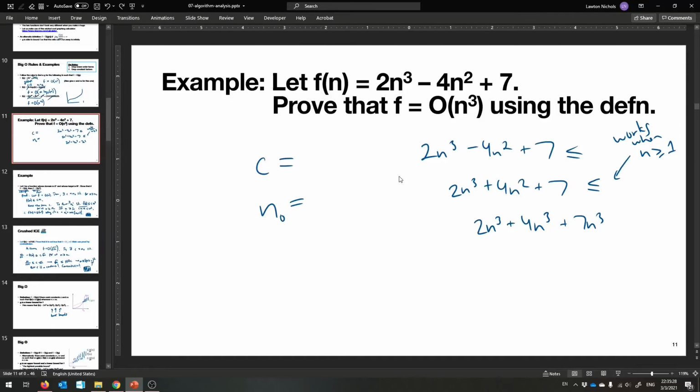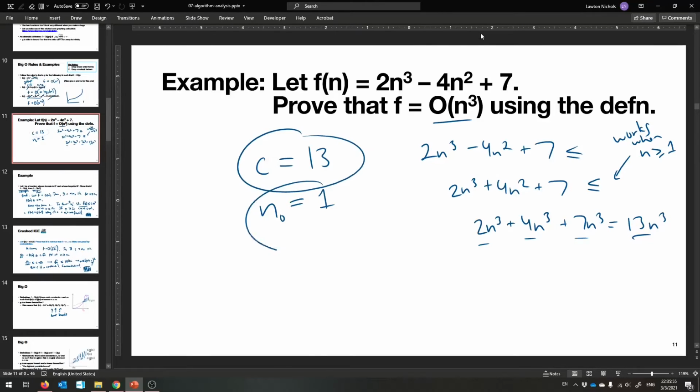Nice, huh? So then, this is equal to 2, 4, 7, that's 13, n cubed. Look at what I just did. I have mathematically shown that c can be 13, bam, and n naught can be 1. As long as n is greater than or equal to 1, this less than or equal to holds. And that is what is required for big O. Okay, that's what the definition means.